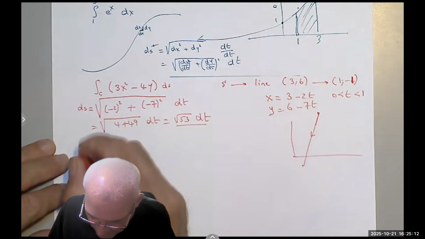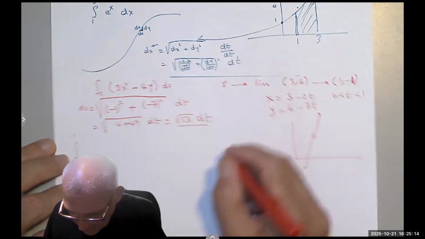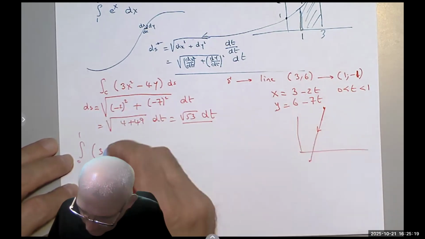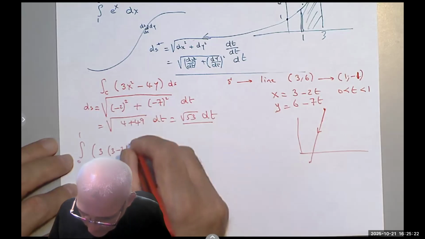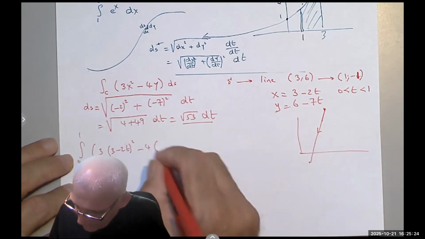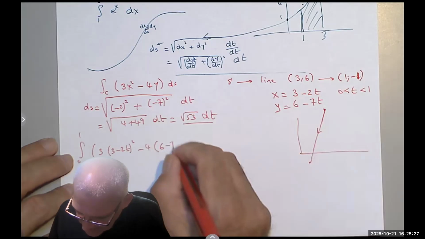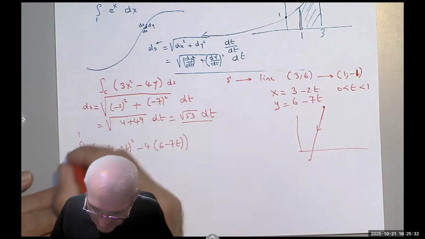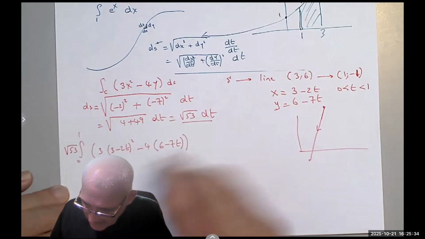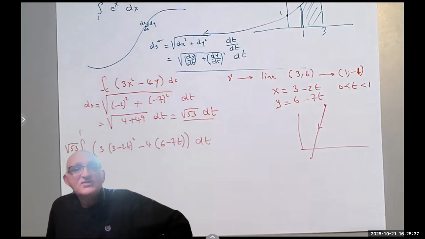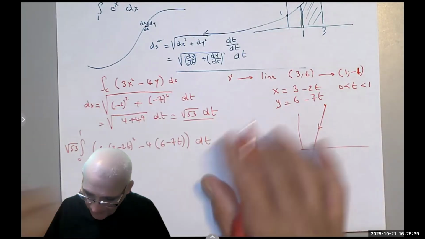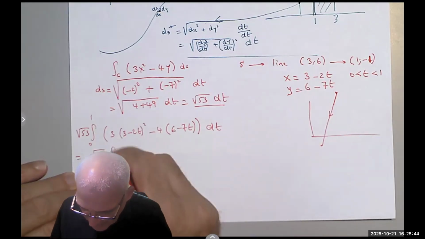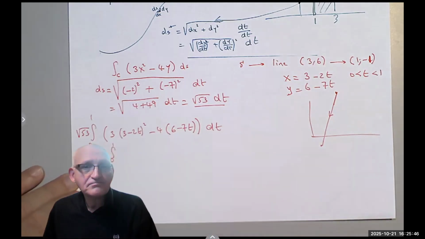Okay, so now I'm going to say it's an integral from 0 to 1, 3, and instead of x squared, I substitute. So I get 3 minus 2t, quantity squared, minus 4 times y, which is 6 minus 7t. Everything multiplied by ds, root 53, which is constant, dt. So that becomes my integral. Equals root 53, which is a constant. I will have to simplify that.